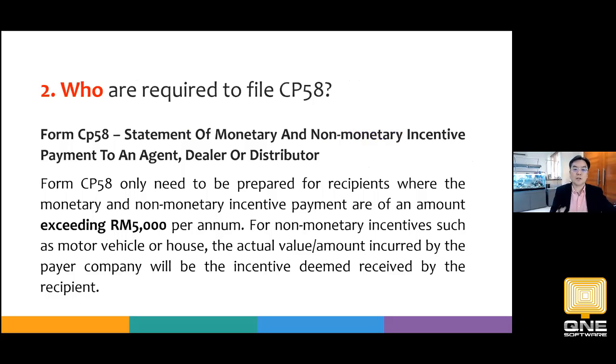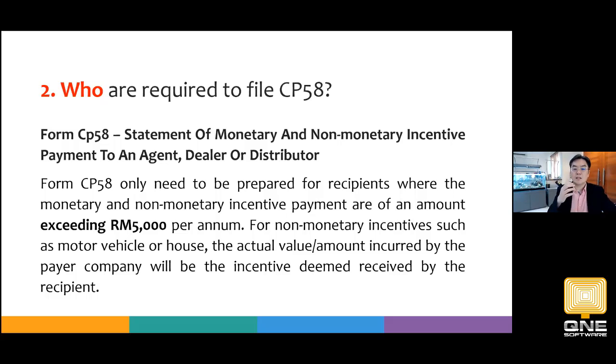Next one. Who is required to file this CP58? We must understand that the statement for submission needs to be prepared for the recipient where the incentive payment is of an amount exceeding 5,000 ringgit. This is interesting. For non-monetary incentives such as motor vehicles or houses, the incentive is deemed received. The word deemed, you must be careful.